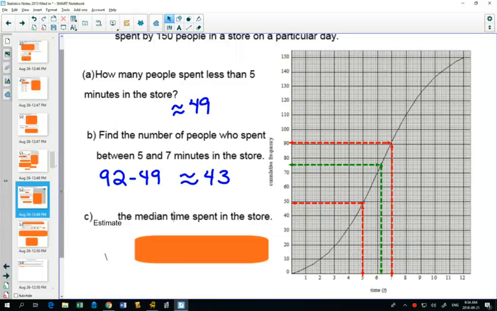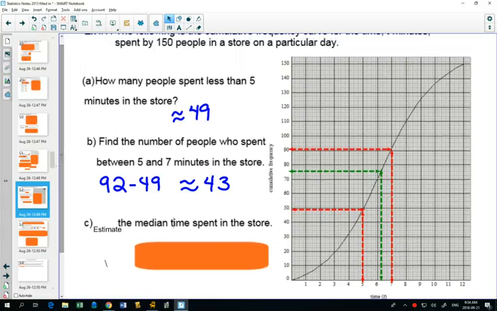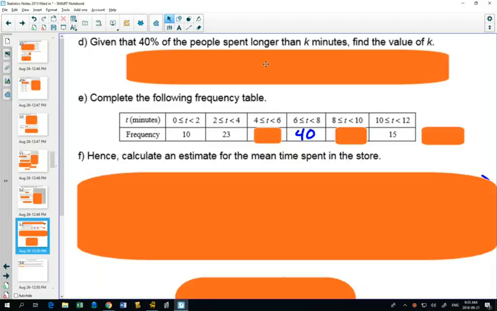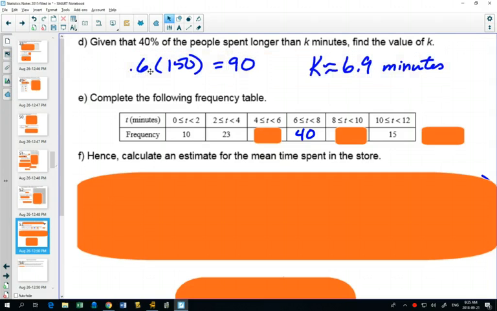The median time, since there is 150 students, you go across from 75 and down and approximate it to be 6.2. 40% of the people spent longer than K minutes. So this would be the 60th percentile. Does that make sense? If you want the top 40%, that's your 60th percentile. So this time I calculated the number directly to be 90, and then I went to my chart and got an approximation.